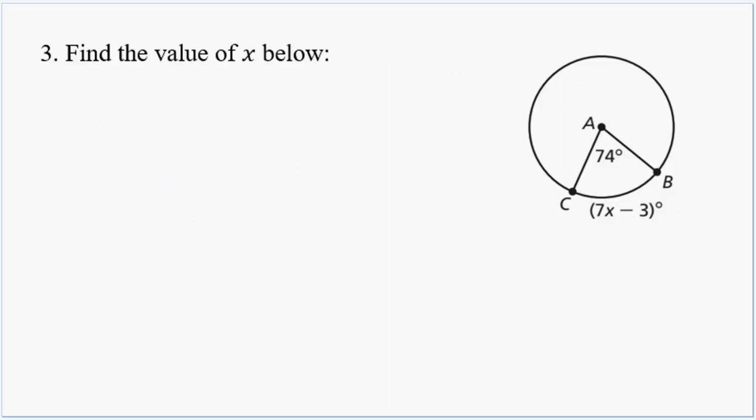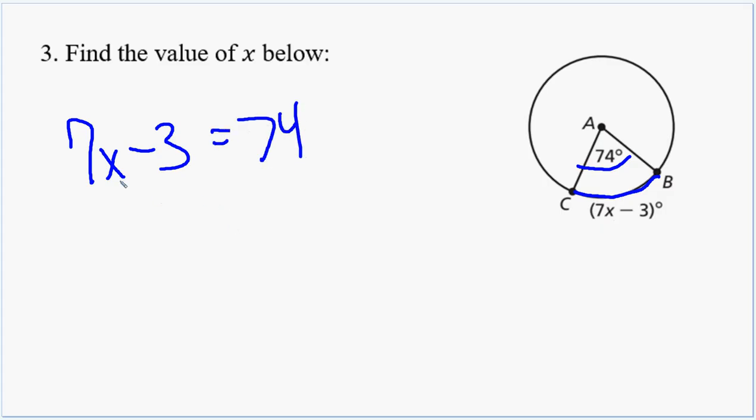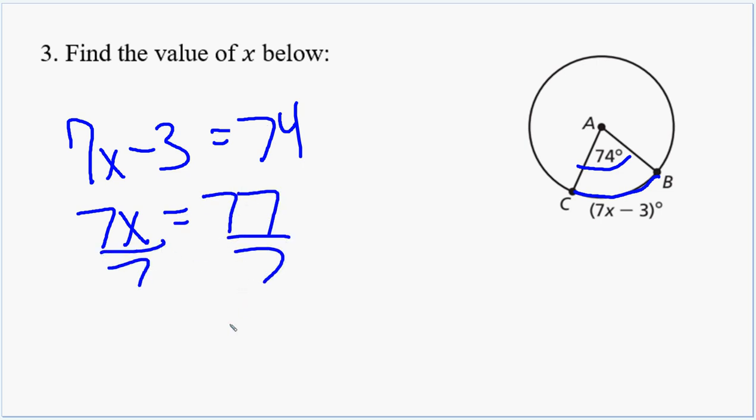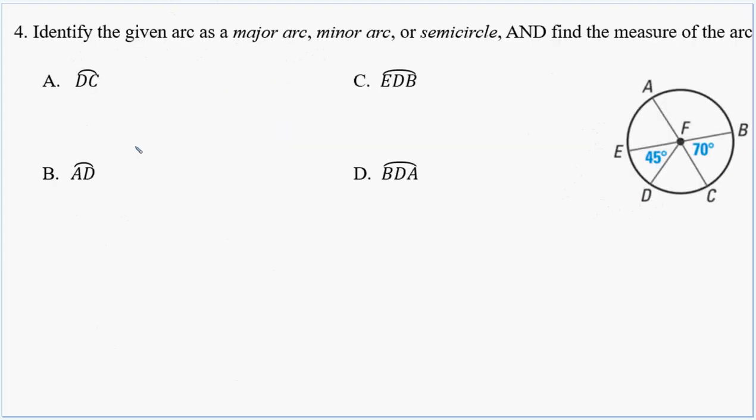All right, find the value of x. We have a central angle of 74. We have this arc of 7x minus 3. Central angle is equal to its arc. So 7x minus 3 equals 74. Let's add 3 to both sides. 7x equals 77. Let's divide by 7. X is 11.